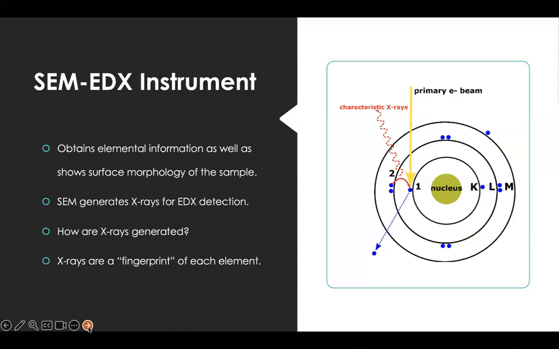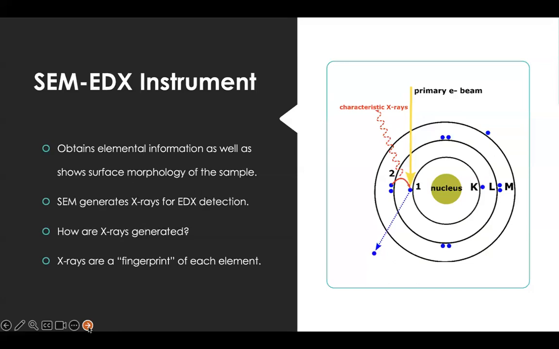So, what is a SEM EDX instrument? This instrument obtains elemental information as well as shows surface morphology of the sample. SEM generates X-rays for EDX detection. X-rays are produced when the electrons interact with the sample surface during SEM imaging. An EDX detector will detect these X-rays, then analyze and identify all elements in the sample.